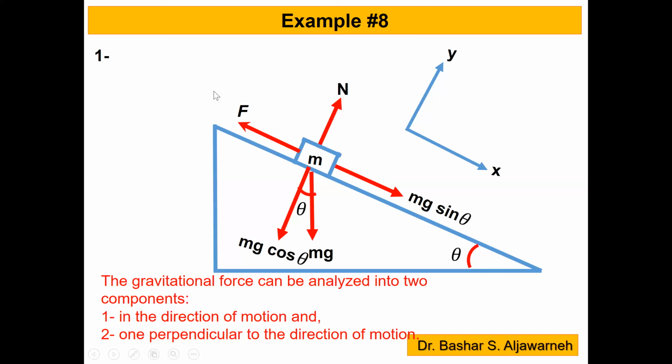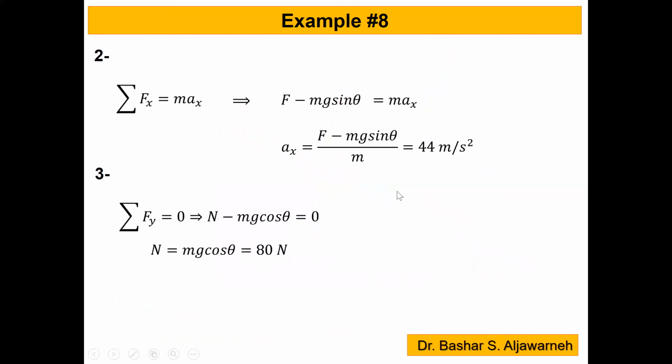the object will go upward, something like this. Okay, now the acceleration. All the time, to calculate the acceleration, we have to look at where the object is moving. Here it's moving along this axis, which is the x-axis. So we have to apply summation F of x equals ma.